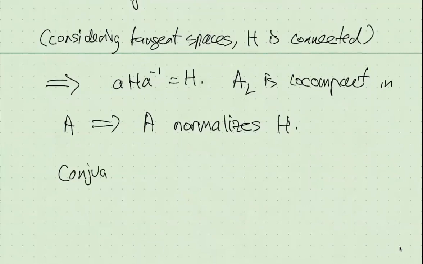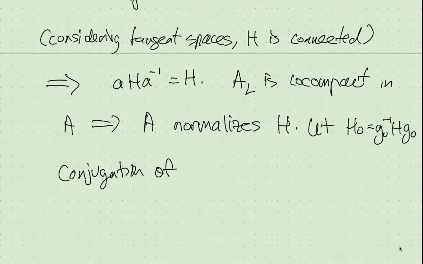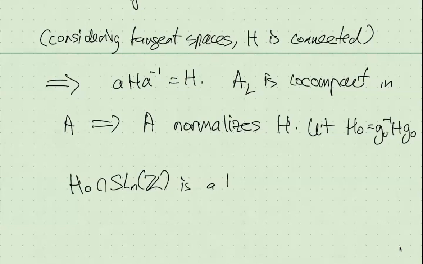The conjugation of... so let's let H zero, the same trick as before. H zero is going to be G zero inverse H G zero. So that means that H zero intersect SLNC is a lattice in H zero. Remember, this was one of the conclusions of Ratner's theorems, and so for A in AL.